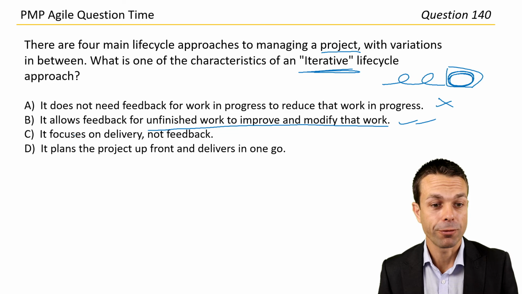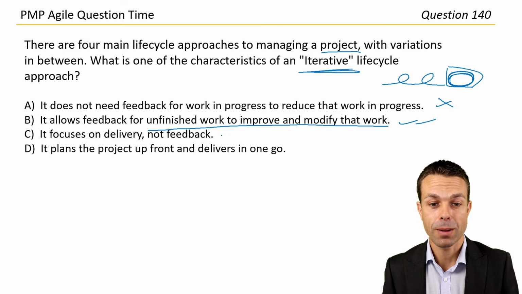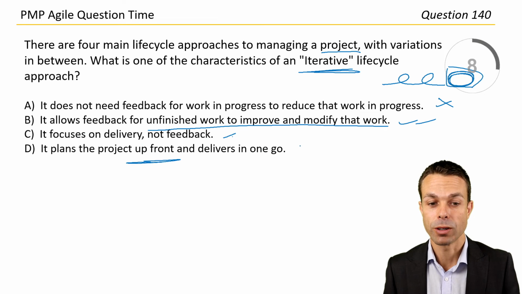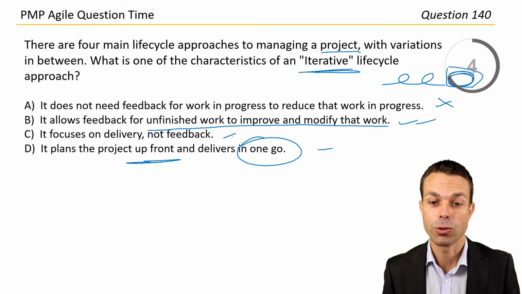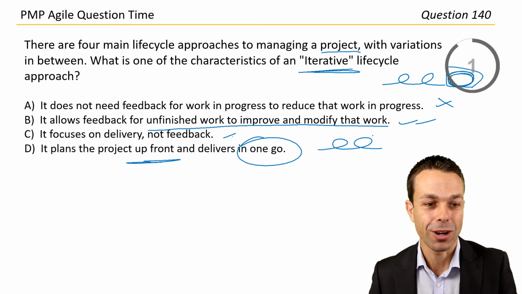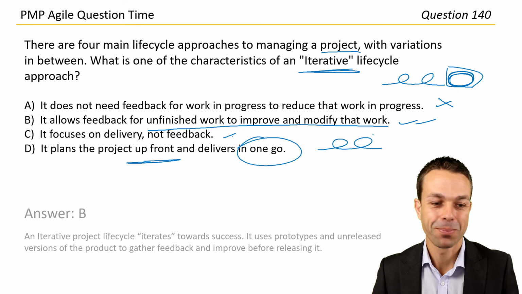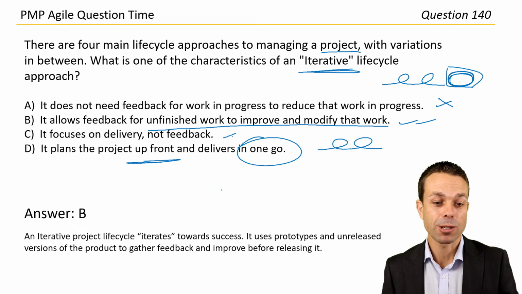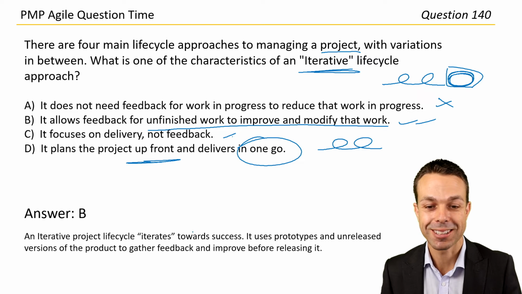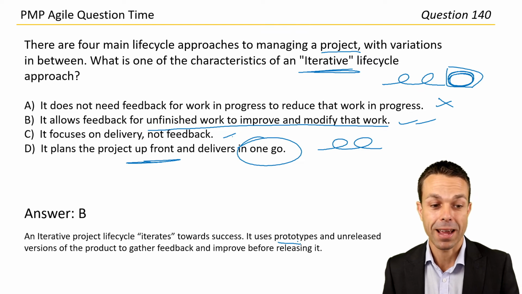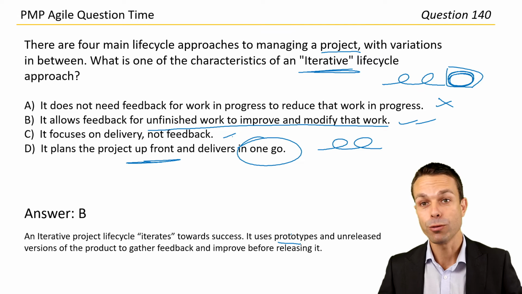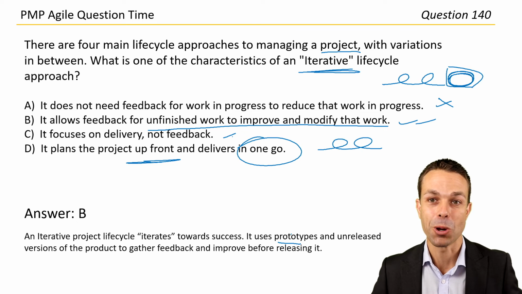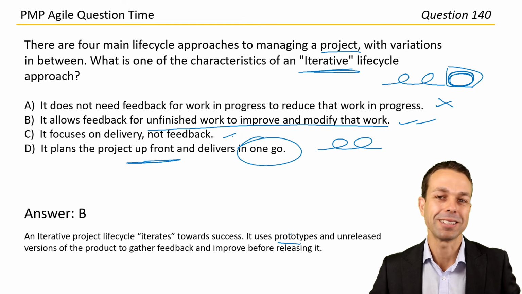C, it focuses on delivery, not feedback. No. And D, it plans the project up front and delivers in one go. Not necessarily. It does deliver in one go, but we do gather that feedback to adjust over time. So let's go with answer B. Answer B. An iterative project lifecycle iterates towards success. It uses prototypes and unreleased versions of the product to gather feedback and improve it before releasing it in one go. All right, that was really good too. Let's see what we've got next.